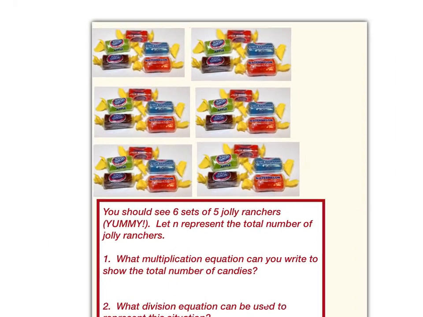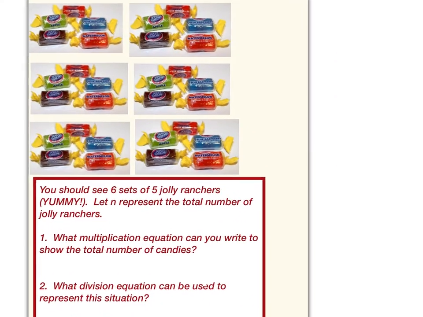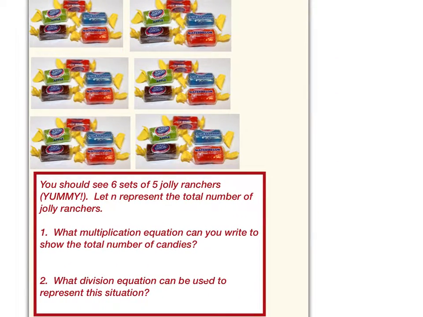Okay, so you should see 6 sets of 5 Jolly Ranchers. Yummy. Let n, I'm going to underline that, let n represent the total number of Jolly Ranchers. What multiplication equation can you write to show the total number of candies? Well, if n represents the total number of candies, we would write a multiplication equation that had an equals n, right? And how many groups are there?